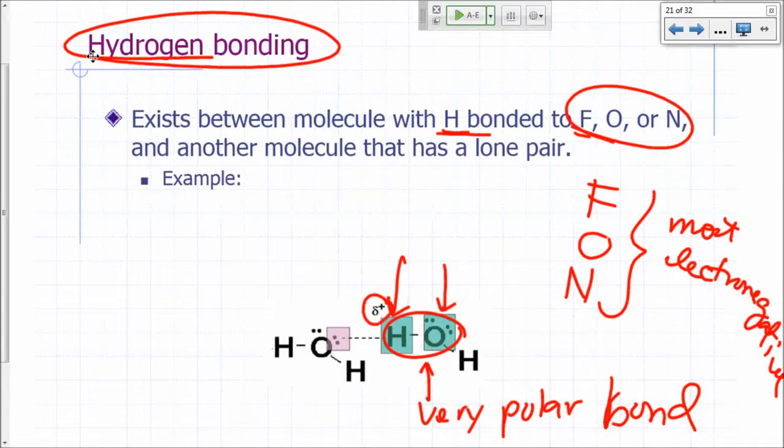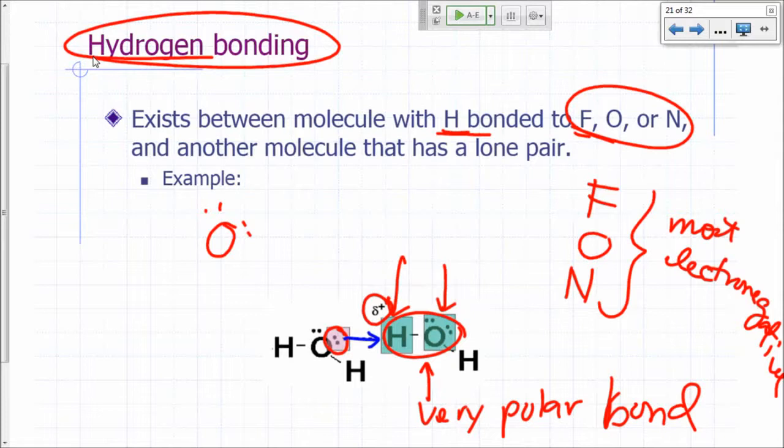So there's a very highly partial positive charge on the hydrogen. It's almost bare of electrons. The electrons are almost all the way to the other side, to the oxygen, the fluorine, or the nitrogen. That makes it very attractive to a neighboring molecule that has a lone pair of electrons. If another molecule nearby has an oxygen, a nitrogen, or a fluorine, like a water molecule, the lone pair in that molecule is going to be strongly attracted to that hydrogen. That interaction is called hydrogen bonding.